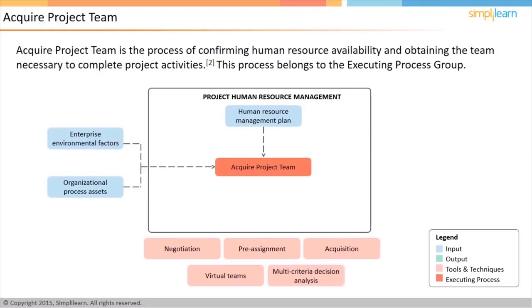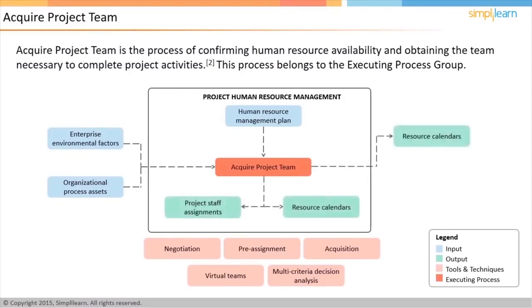Multi-criteria decision analysis is also an important tool to achieve the objectives. While acquiring the human resources for the project, it is important to consider a number of factors, such as availability, cost, skill set, experience, attitude, relocation needs, etc. These criteria have to be considered in totality and balanced out against the project's requirements. The output of this process is project staff assignments, resource calendars, and updates on project management plan.